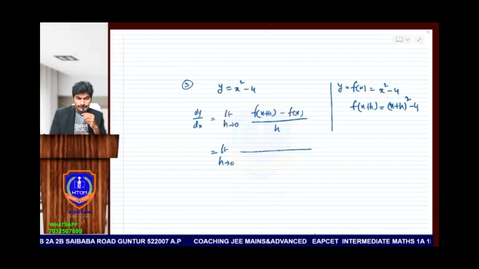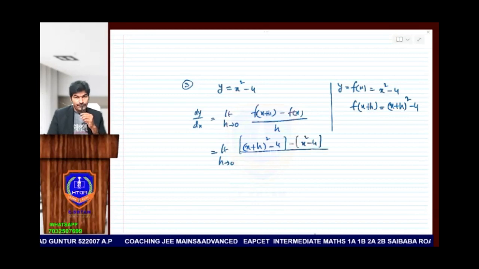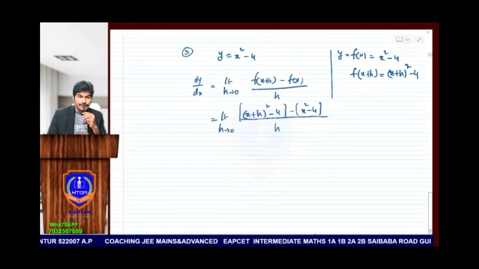Now, in the place of x plus h, we are using (x plus h) whole square minus 4, minus f of x, which means x square minus 4 as it was defined, whole divided by h. Look at this: minus of minus, plus 4 and minus 4 got cancelled.